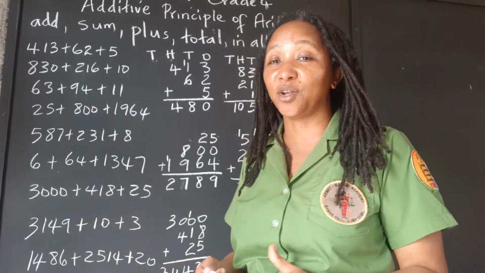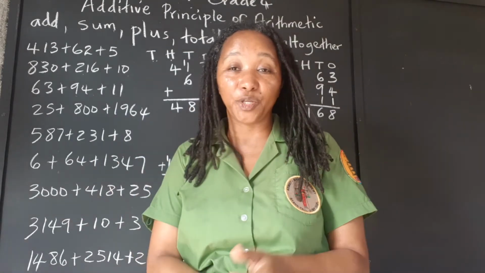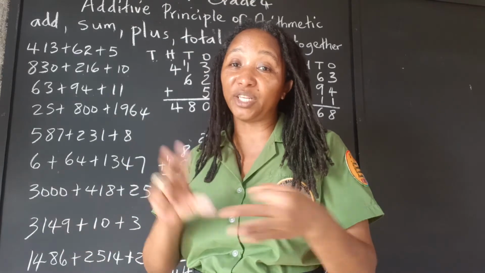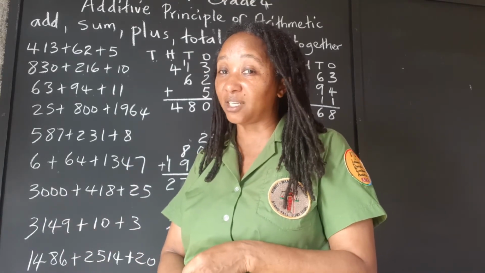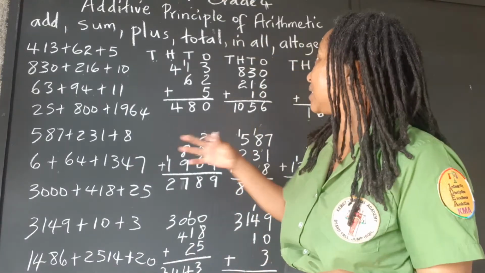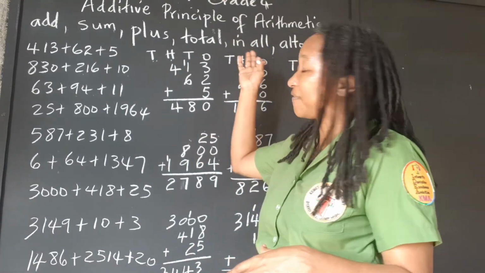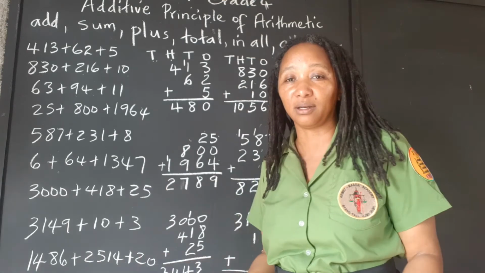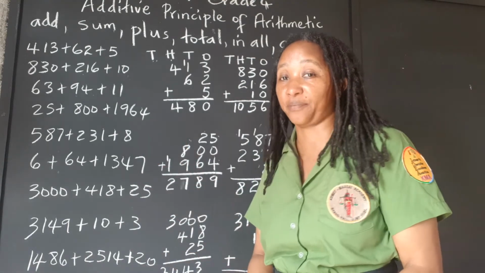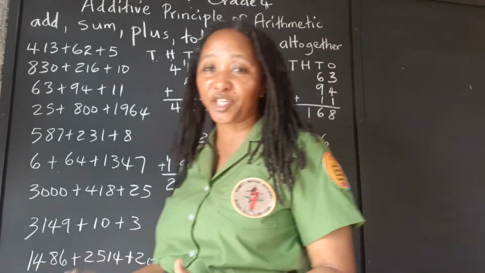So the total number of mangoes that you ate, how many did you eat for lunch, how many did you eat in the afternoon, how many did you eat right after dinner, if you're a mango head like me. So the total number of mangoes. If they say how many in all, how many all together, those indicate addition.